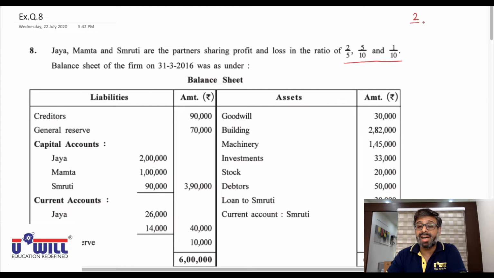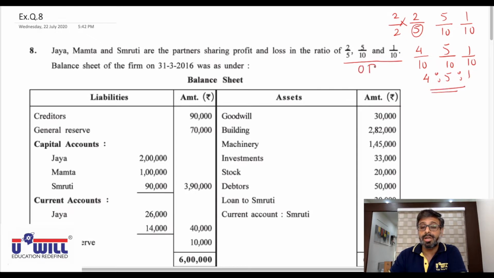So 2 by 5, 5 by 10, 1 by 10. The denominator should be the same to get the ratio. How can you make the denominator the same? How can you make this 5 as 10? By multiplying it by 2 by 2. So 5 into 2 will become 10. So 2 into 2, can I say 4 by 5 into 2, 10, 5 by 10, 1 by 10. Means what is the old ratio? Actually 4 is to 5 is to 1. All of you must note down this, that old ratio is 4 is to 5 is to 1.